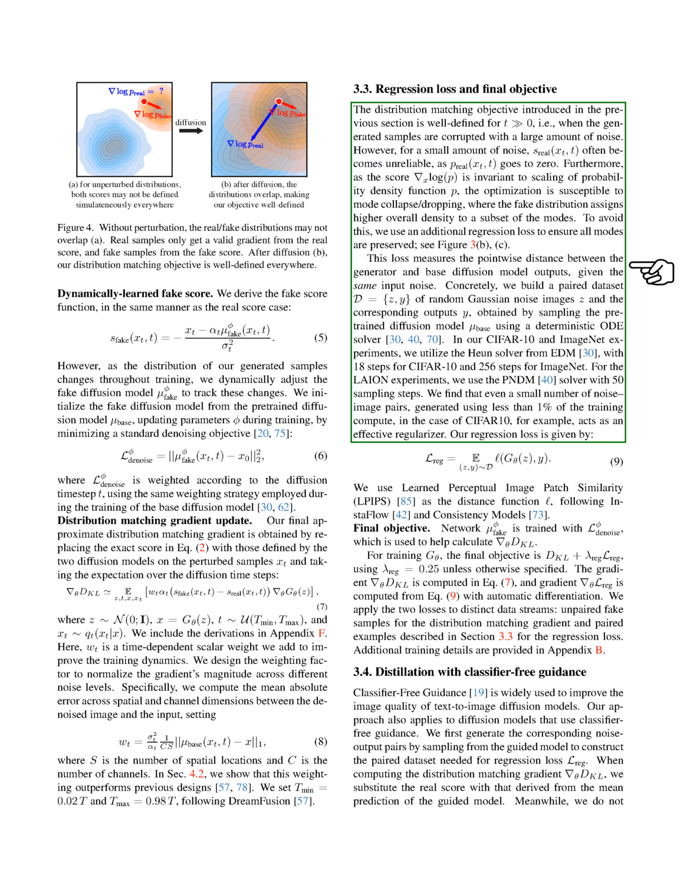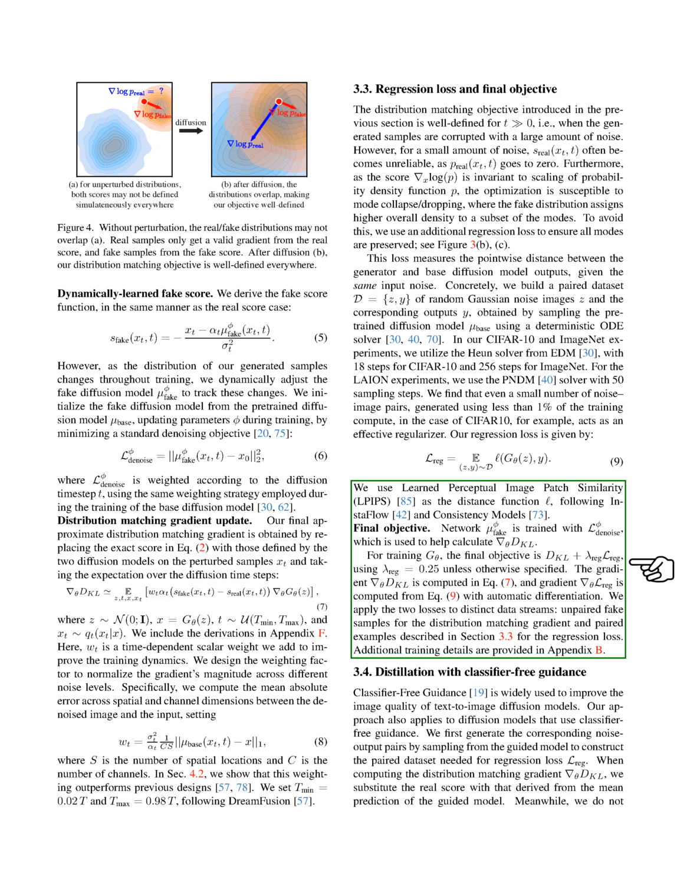We find that even a small number of noise image pairs, generated using less than 1% of the training compute, acts as an effective regularizer. Our regression loss is calculated using the Learned Perceptual Image Patch Similarity, LPIPS, as the distance function. The final objective of our model is to train the network with the denoising loss, which is used to help calculate the gradient of the KL divergence. For training the generator, the final objective is the sum of the KL divergence and the regression loss, multiplied by a regularization parameter of 0.25.